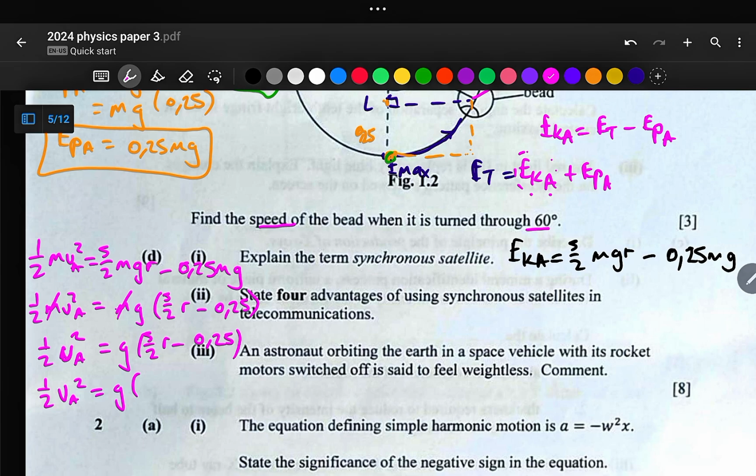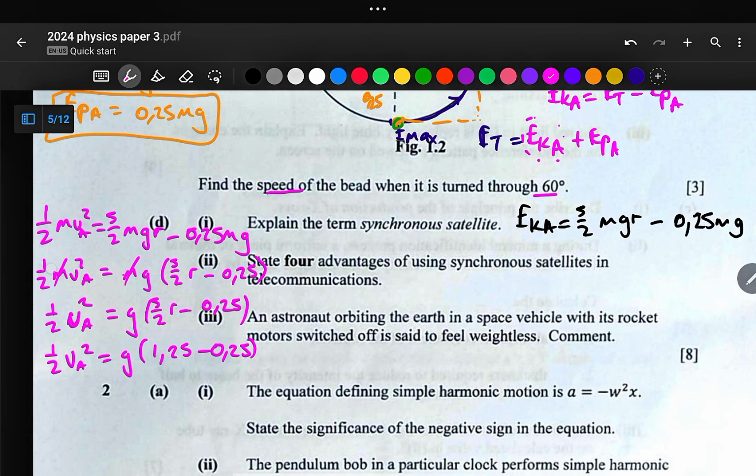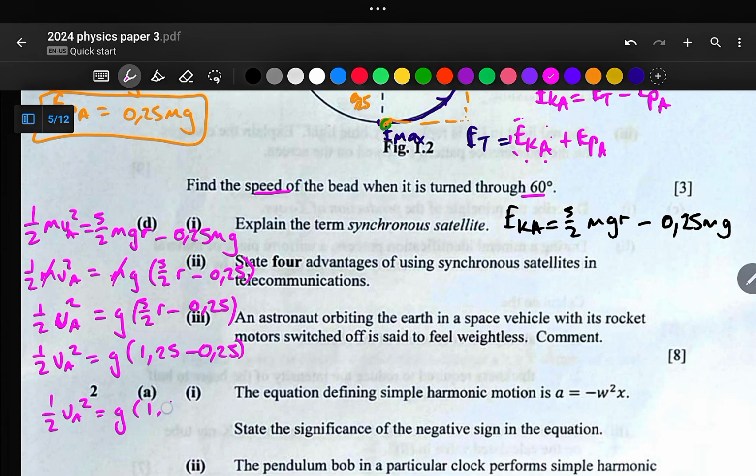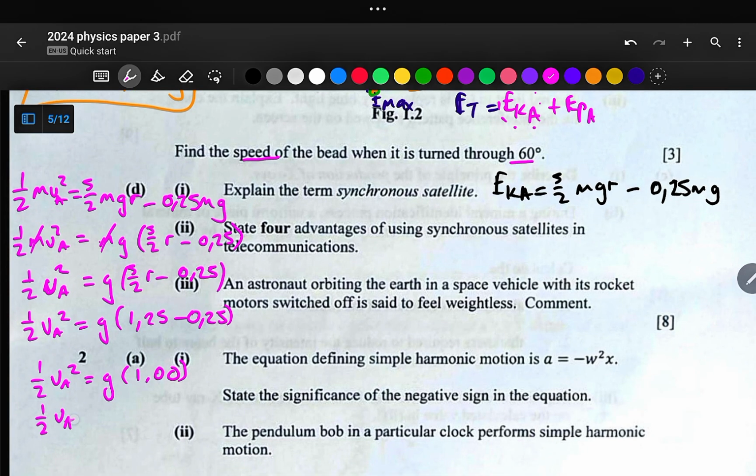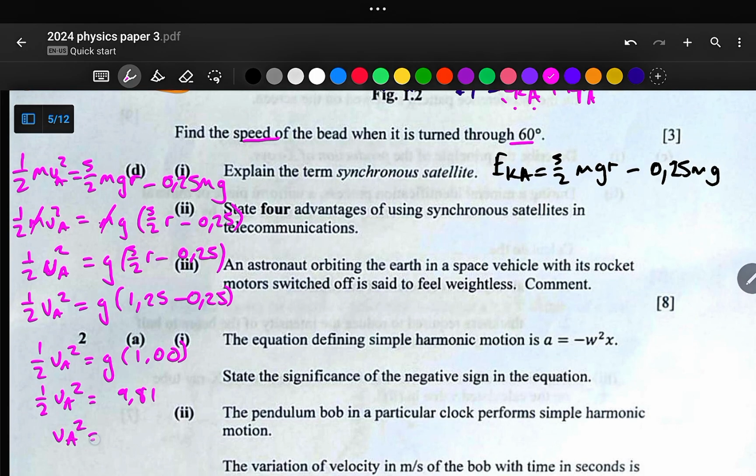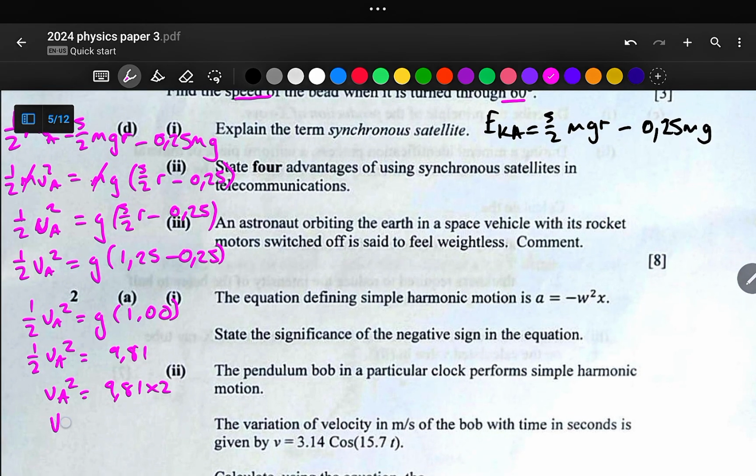So half of vA squared is equal to g times 5/2 multiplied by r, which is 0.5, and this gives us 1.25, minus 0.25. Therefore, half vA squared is equal to g multiplied by 1.00, because we subtracted 0.25 from 1.25. Therefore, half vA squared is equal to 9.81, the value of g. Therefore, vA squared is equal to 9.81 times 2, and this gives us 19.62.